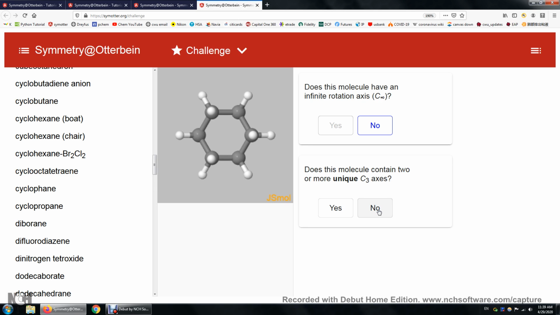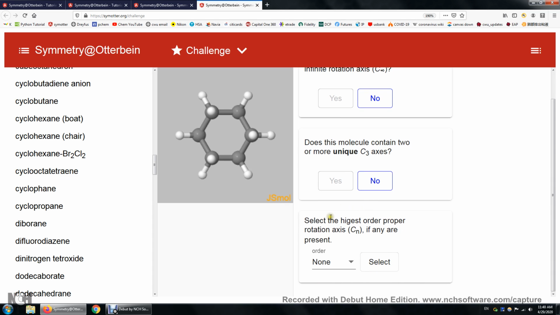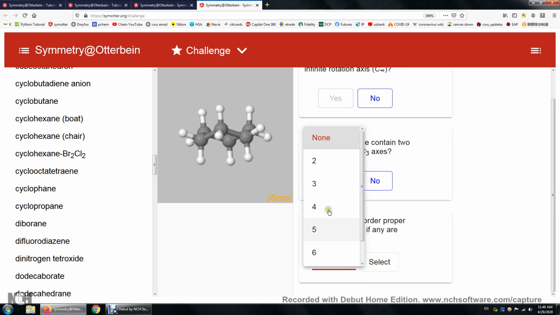What if you have 2 or more unique C3? Then congratulations, you're going to get a point group with very high symmetry. But not this case, so I'm going to say no. Select the highest order proper rotation axis. It's going to be C3, 1, 2, 3. If you look at these 3 carbon atoms, and imagine there's a rotation axis in the middle. So I'm going to say 3.